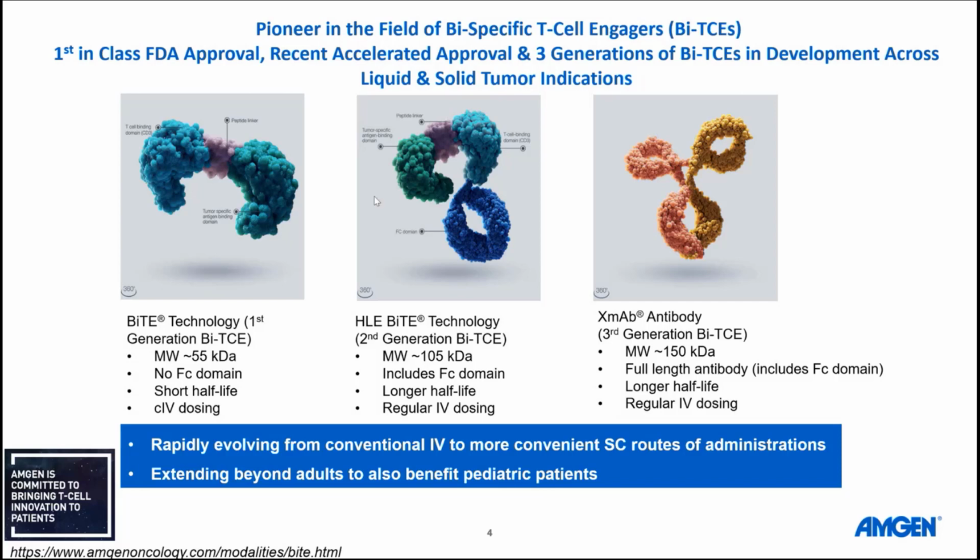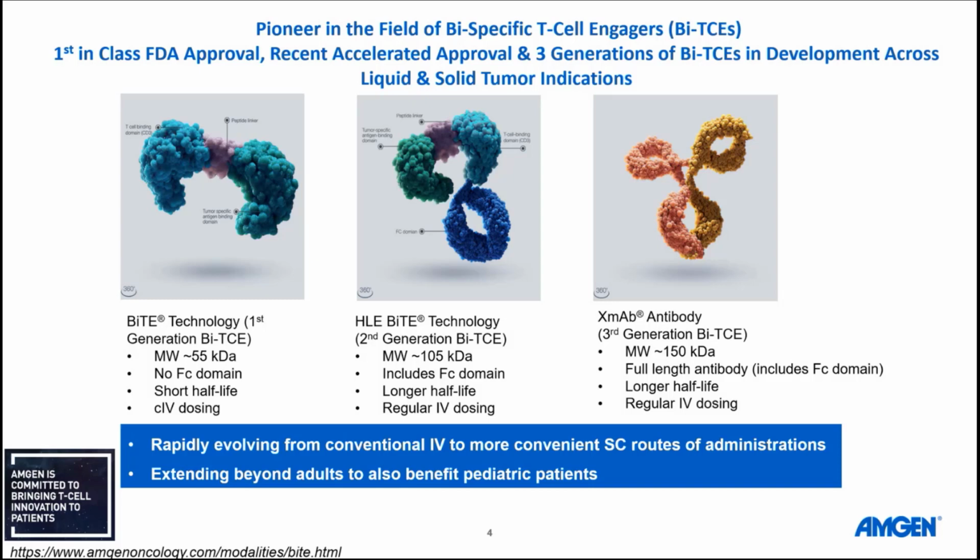So these first generation molecules usually have relatively smaller molecular weight, around 55 kD, and there is no Fc domain. Therefore, they generally exhibit relatively short half-life, around 2-3 hours, and currently are only approved for continuous IV infusion administration. A representative molecule in this first class is Blincyto, the CD3 and CD19 for acute lymphoblastic leukemia.